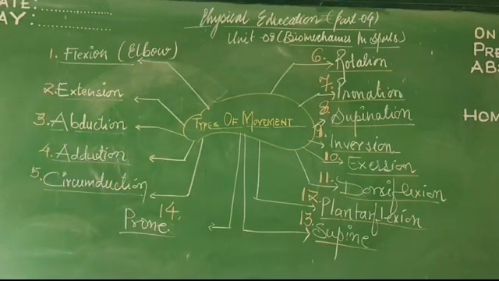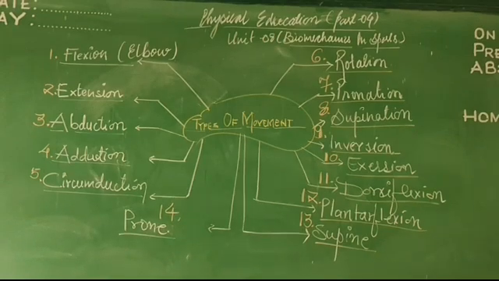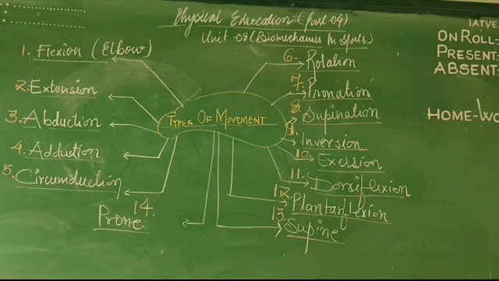I wrote elbow so that it is clear to you here. So first is the elbow. Now let's learn about the next thing. Students, we were discussing flexion, right? So what is flexion? When any two joints come close to each other, that is, when the angle decreases, that is flexion. Now the next point we have is extension, right?